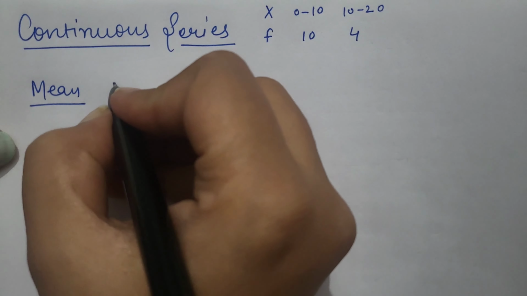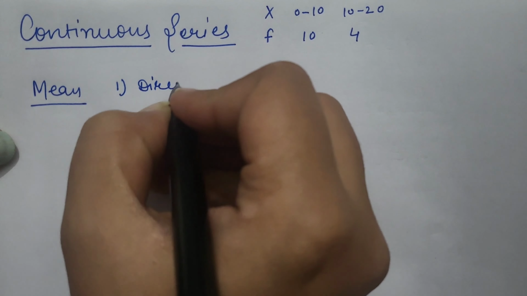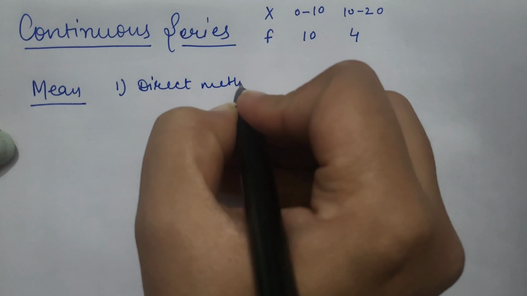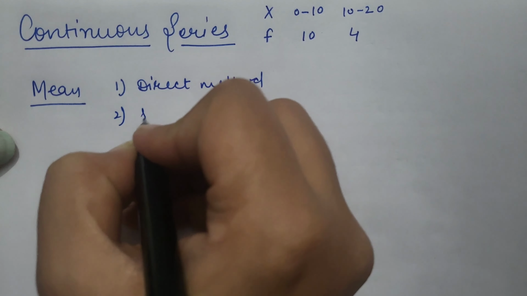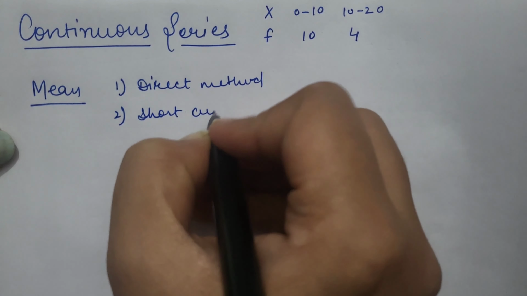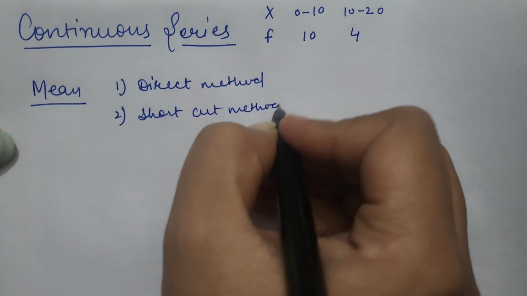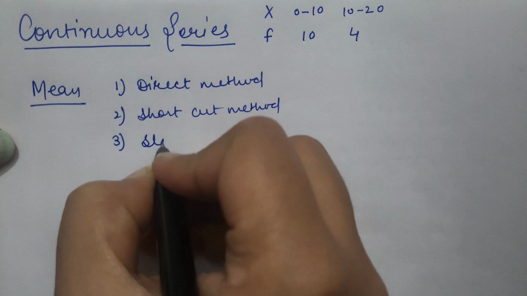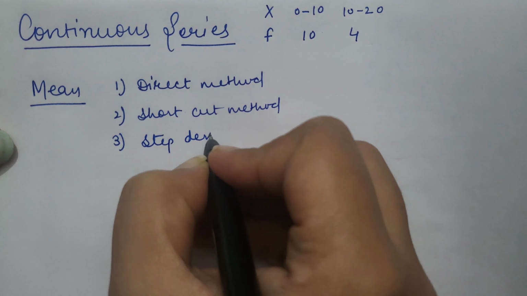Right, there are 3 methods. First, direct method. Second, shortcut method. And the third one and most important is step deviation method.